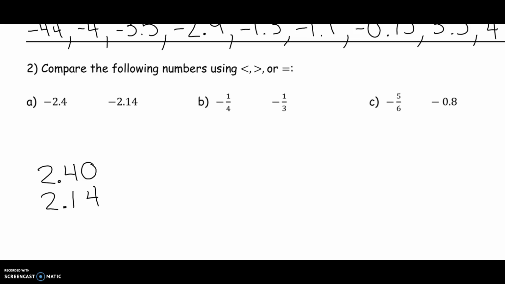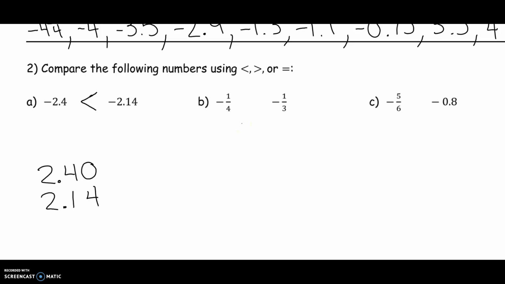Okay, but because both of the numbers are negative, we know it works the opposite way. So -2.4 is actually smaller than -2.14. If you think about this on a number line, -2.4 would fall farther to the left on the number line. We're going to do the same thing for B.